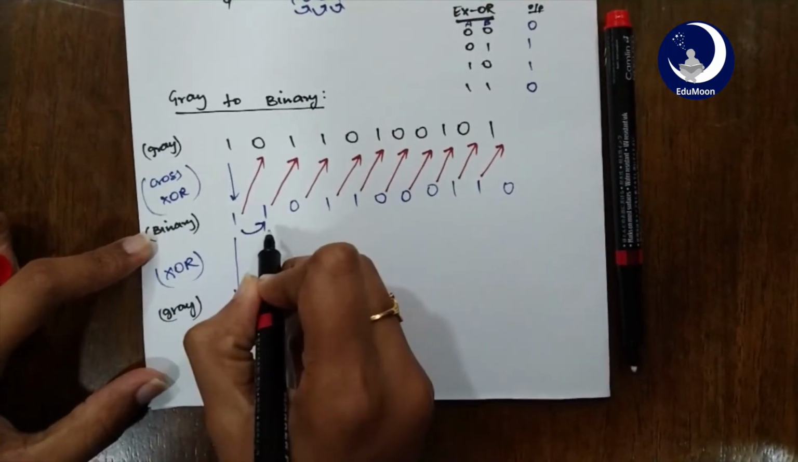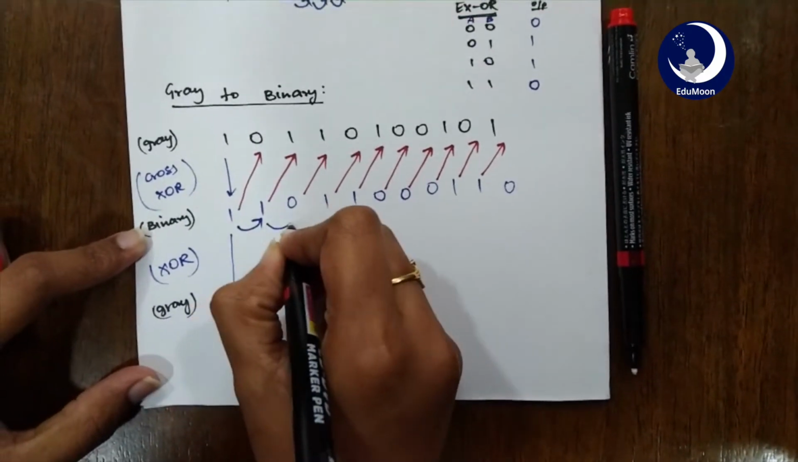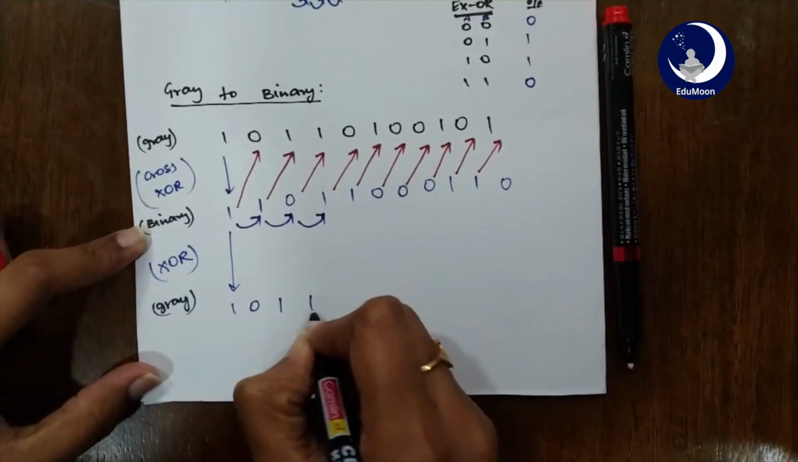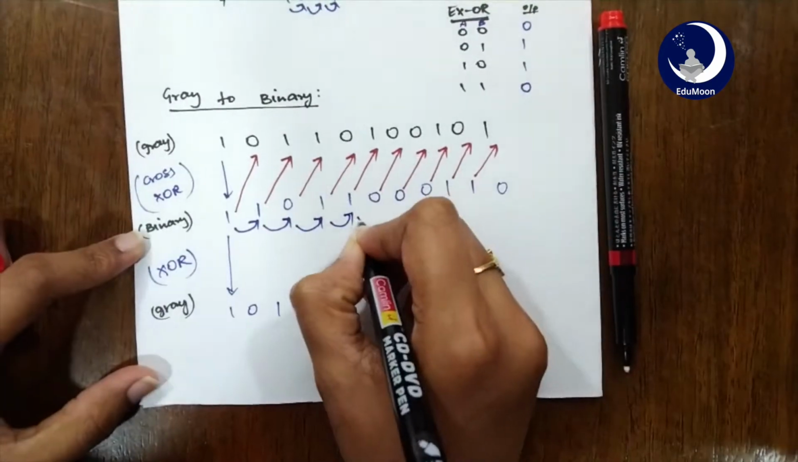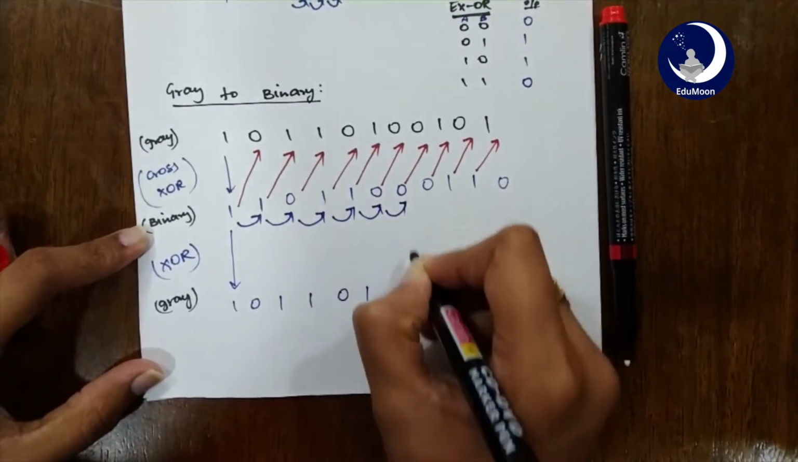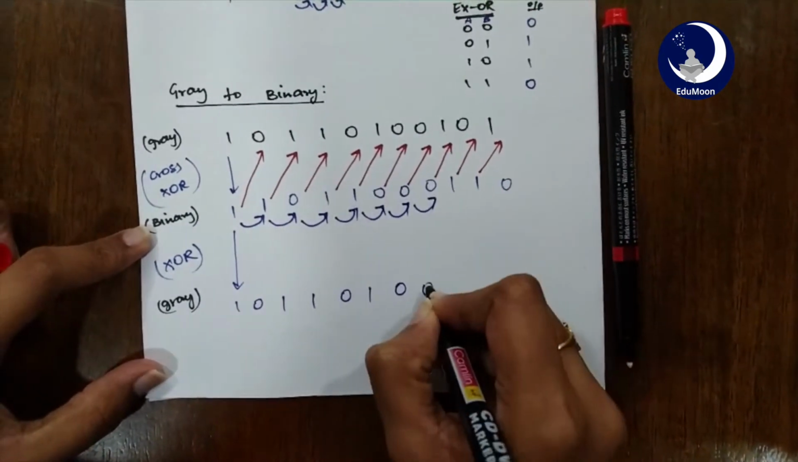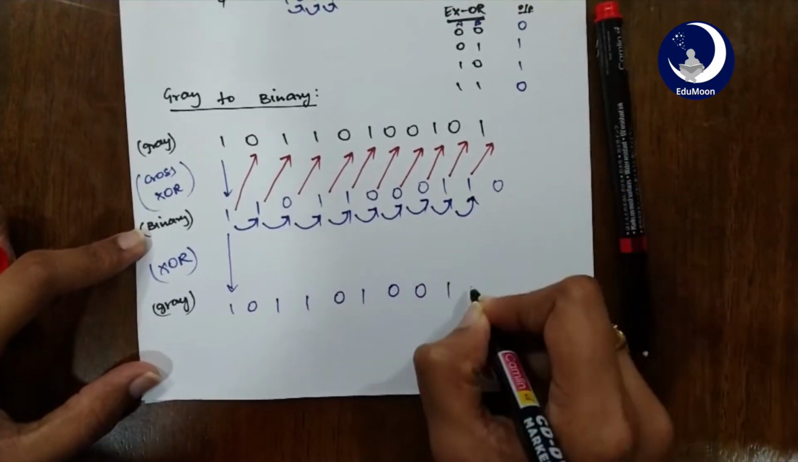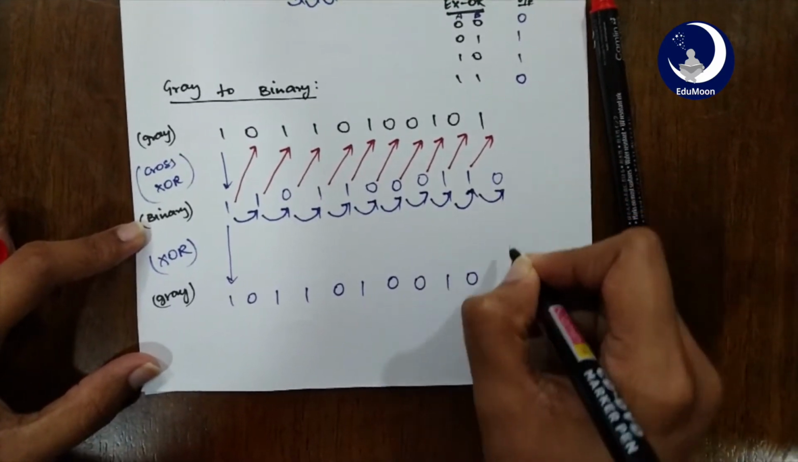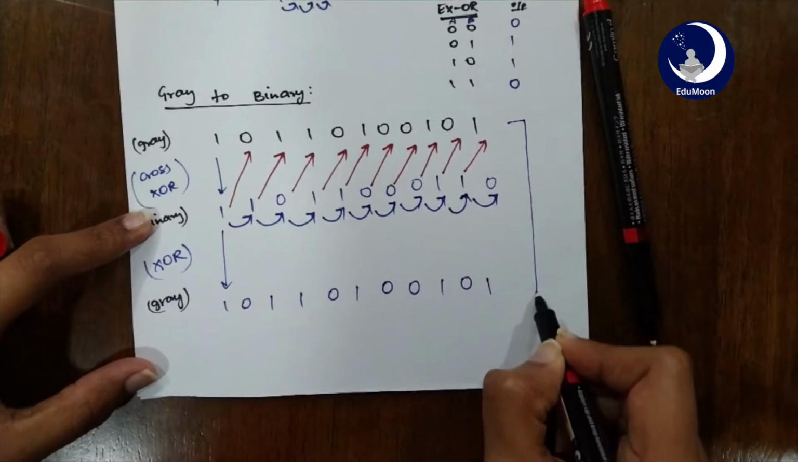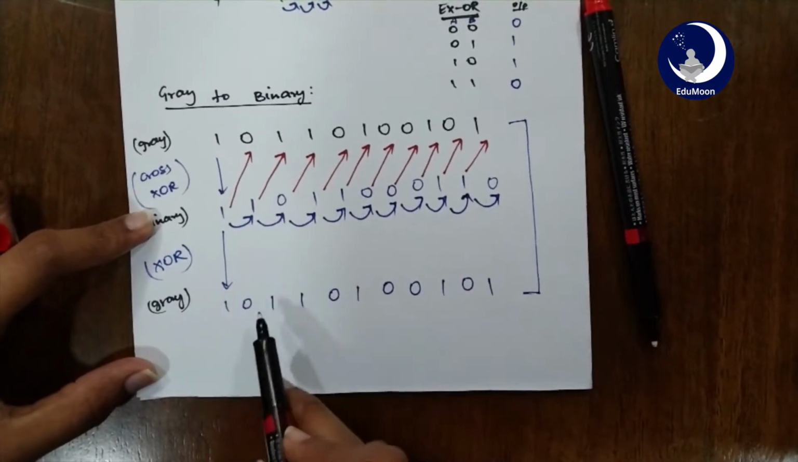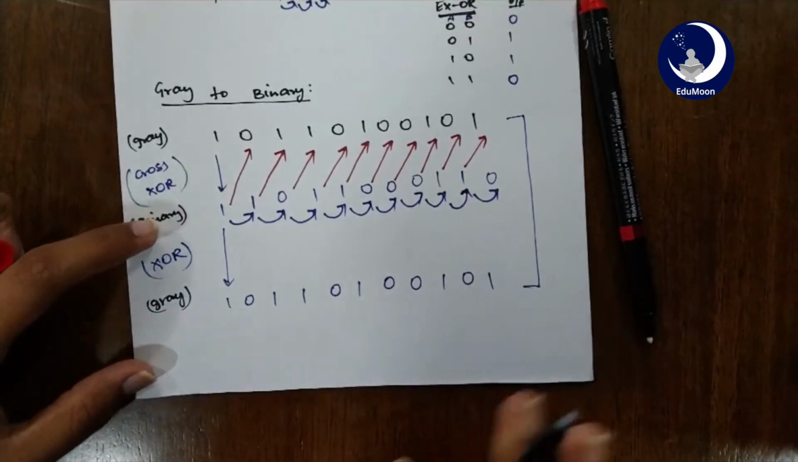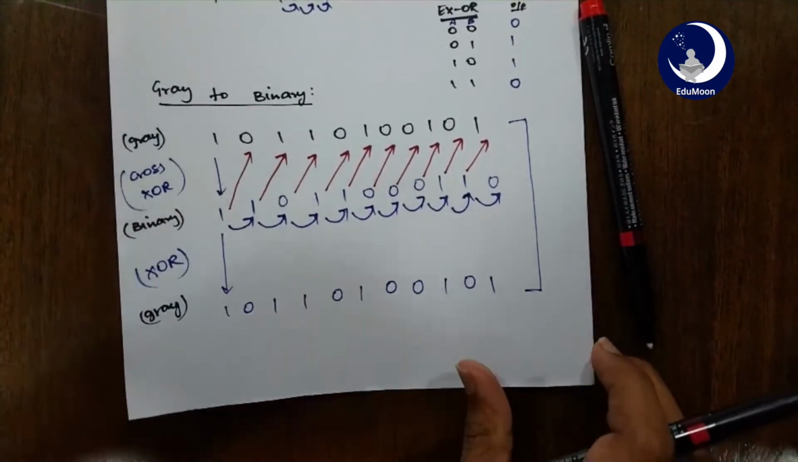Okay, 1 XOR 1 is a 0. 1 XOR 0 is a 1. 0 XOR 1 is 1. 1 XOR 1 is 0. 1 XOR 0 is 1. 0 XOR 0 is 0. 0 XOR 0 is 0. 0 XOR 1 is a 1. 1 XOR 1 is a 0. 1 XOR 0 is a 1. See, this one and this one both are the same. 1 0, 1 1, 0 1, 0 1, 0 0 0 0, 1 0 1 0 and 1. So, till here we are done with our gray code.